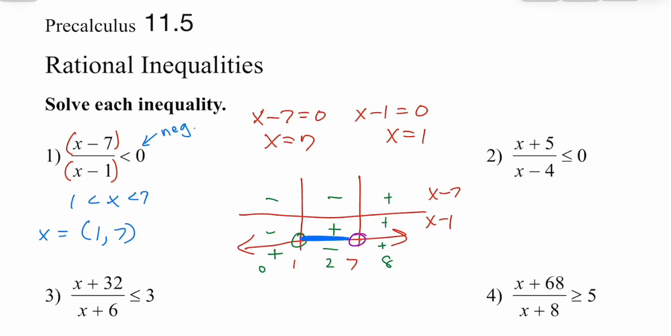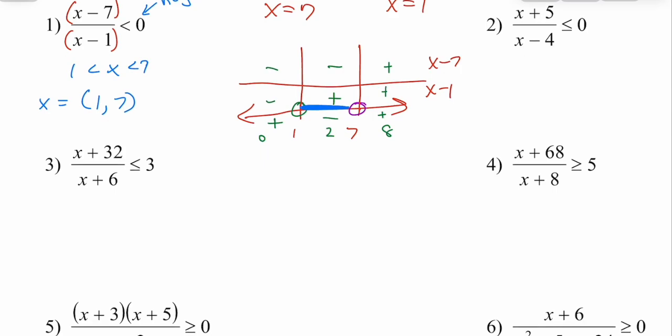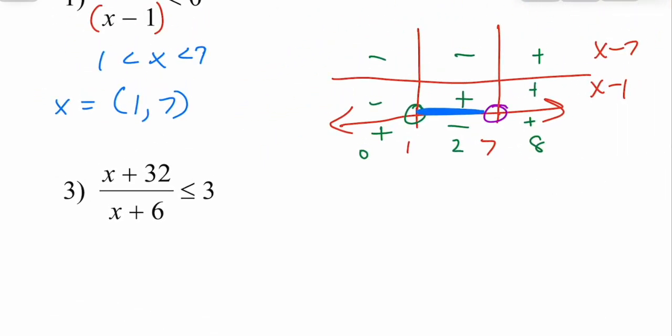Then we make the plus or minus chart, find some test values, determine whether we want positives or negatives based upon the symbol in the problem. Okay. Now that we have number 1 done, what I would like to do is look at number 3. Now, 3 is different because it's not related to 0. It's related to this 3 here. We don't want that. So the first thing we have to do is fix that. And we're going to fix that by subtracting 3 from both sides.